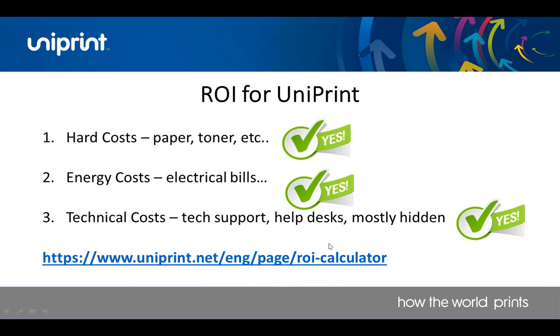You can go to our ROI calculator and take a look at that. And by all means, go to uniprint.net and download the software. There's a question here, hey, how do I try the software? Well, you try the software by downloading the software. Go to uniprint.net. It's free. Download the software, try it out. Our technical support team is online 5 days a week from 6 a.m. EST to 7 p.m. EST, Mondays to Fridays. Again, the download and the trial is free.